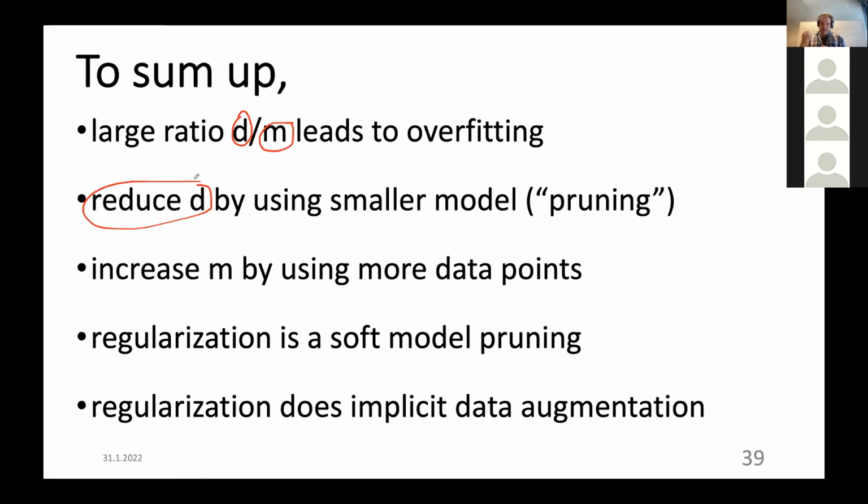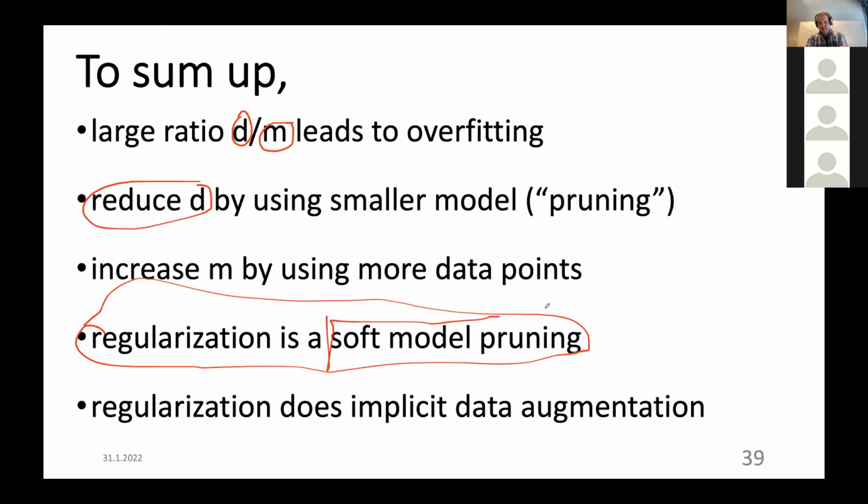It's a very discrete and rough way. And a bit more elegant or soft way is by regularization. Regularization is a soft model pruning that can be obtained by adding a regularization term to the loss function. So pragmatically speaking, regularization amounts to a specific construction of a loss function. And the effect of these different loss functions is to reduce the effective size of the model that we optimize over in empirical risk minimization. So this effects a soft model pruning.